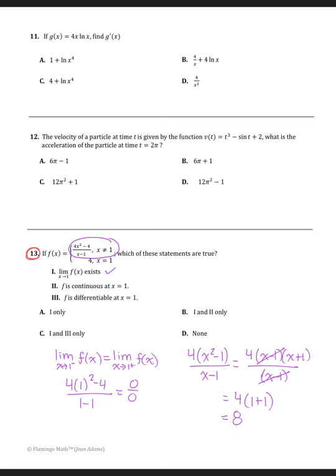So now let's see if it's continuous. For a function to be continuous, the limit has to exist, the function has to be defined, and then the two have to be equal to each other. So our limit exists, it equals 8. Our function is defined, but it's equal to 4. So this is not continuous. The two do not equal each other. Therefore, if it's not continuous, it is not differentiable. So your answer is 1 only.